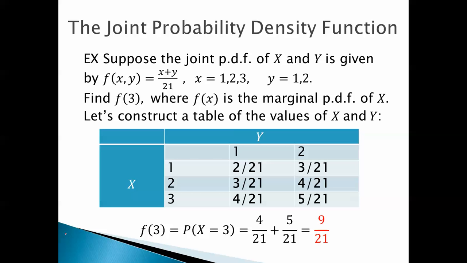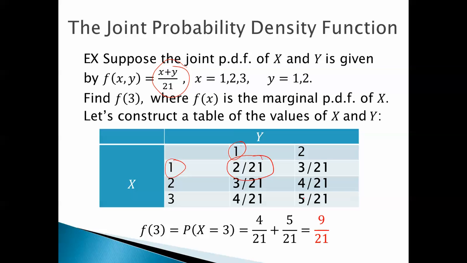So for example, suppose the joint PDF of x and y is given by f of x y equals (x plus y) over 21. This is where x can be 1, 2, or 3, and y can be 1 or 2. Find f of 3, where f is the marginal PDF of x. Well, let's construct a table of the values of x and y. So again, where do these values come from? 2/21. All I'm doing is plugging in x equals 1 and y equals 1 into this formula, and you get 2 over 21. You do the same thing for all the values of x and all the values of y, and you end up with these 6 possibilities.